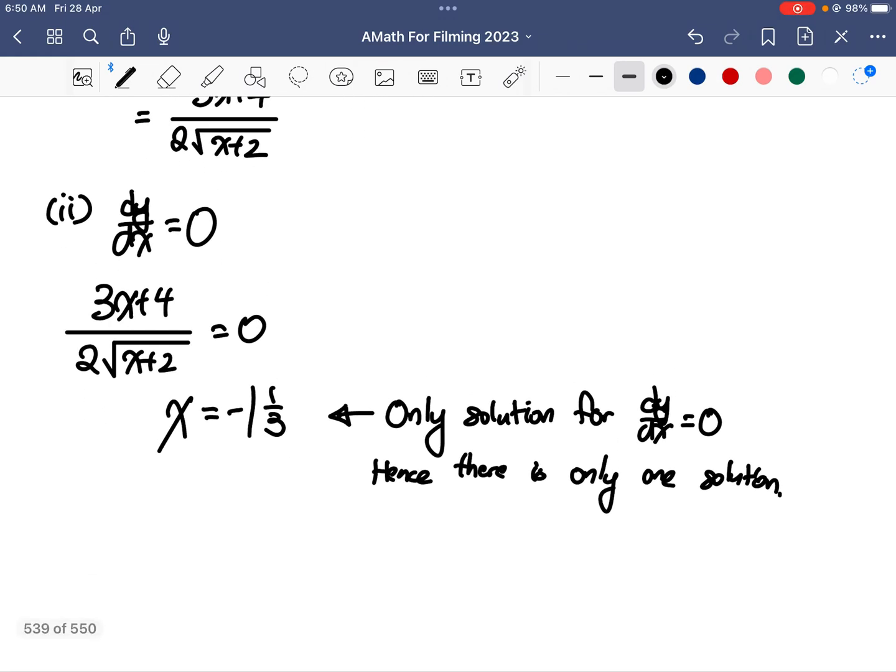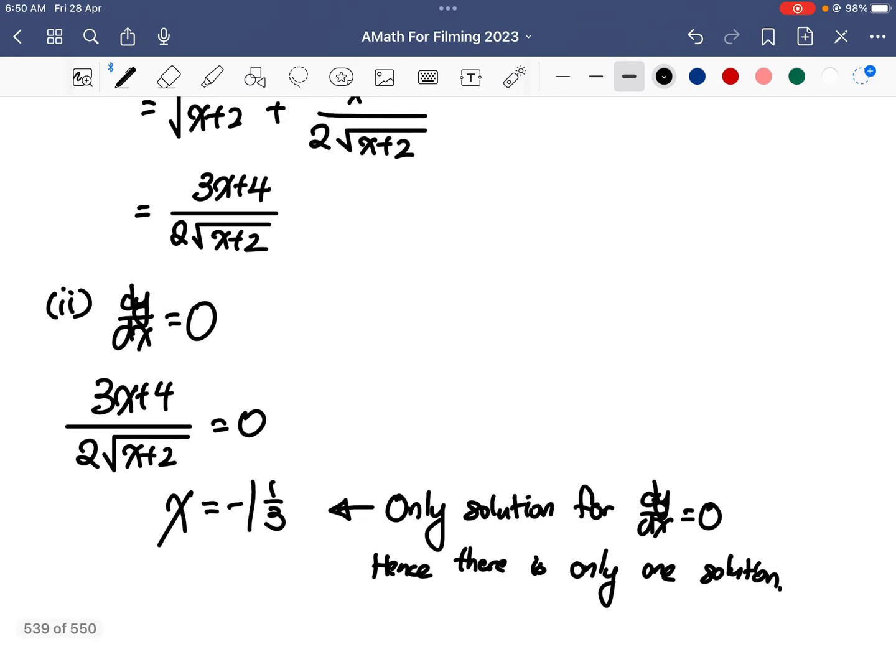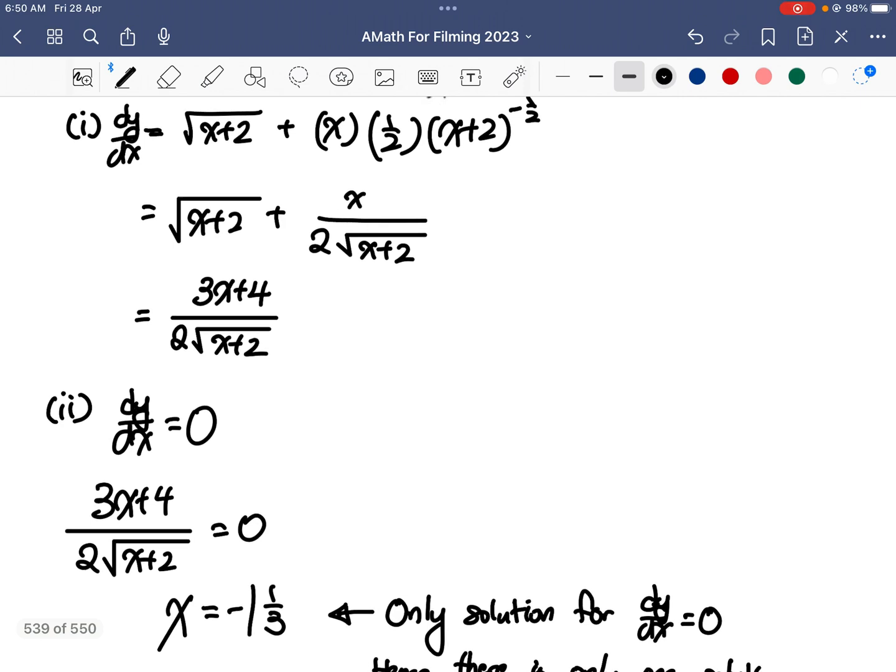Now, in order for us, just recall what our dy/dx was. So dy/dx was this: 3x plus 4 over 2 root x plus 2. Let me just copy it here.